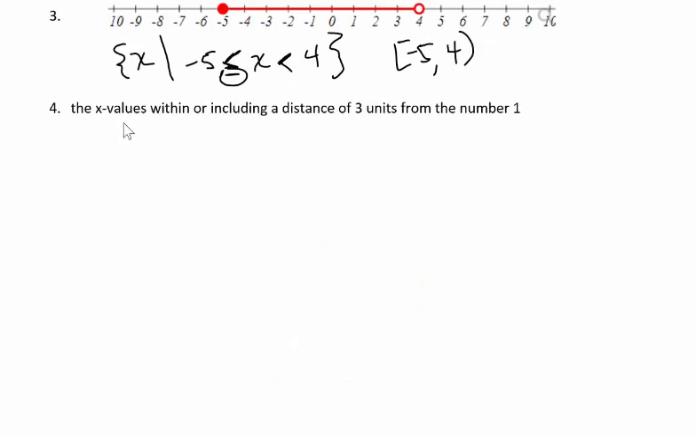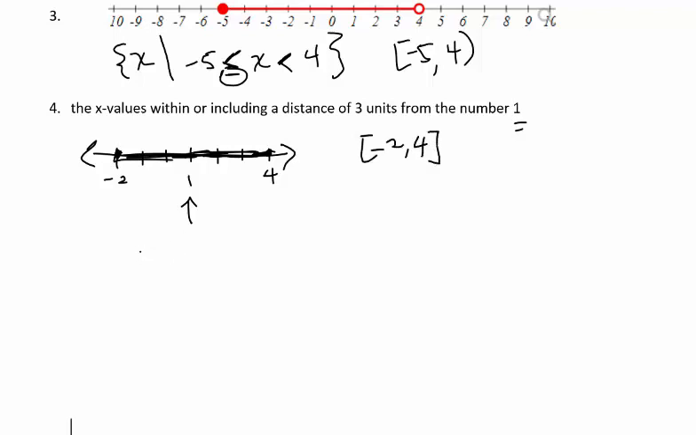And number 4, we want to write the interval of x values within or including a distance of 3 units from the number 1. Okay, start by labeling a 1 on the number line and then count 3 units on either side. And we're going to shade between -2 and 4, inclusive. Okay, so that makes it pretty easy to see what the interval notation will be, which is from -2 to 4.